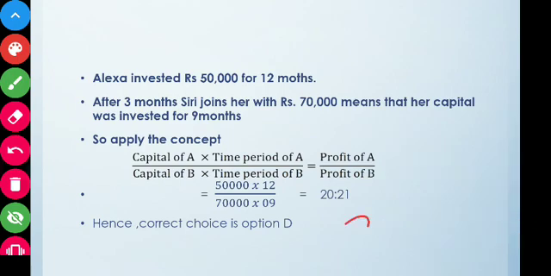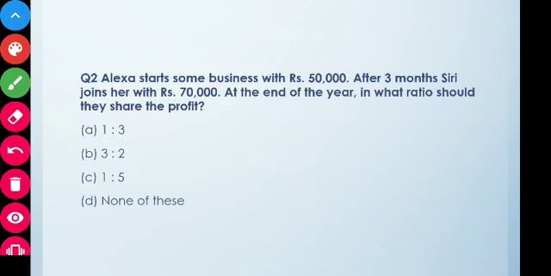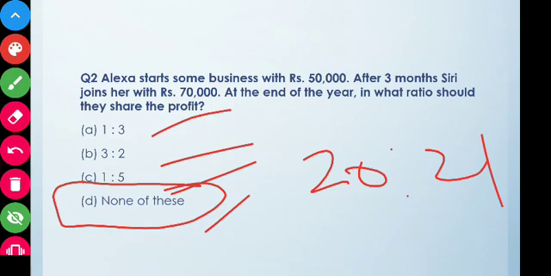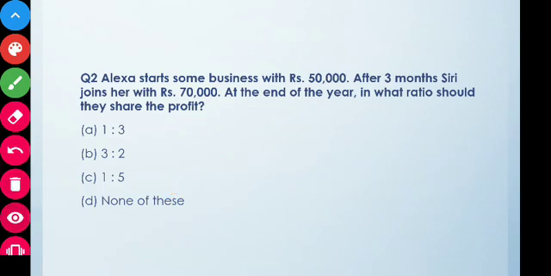So we are getting the ratio as 20:21. But you can see clearly that in this question, the options are 1:3, 3:2, 1:5 and none of these. So we are getting 20:21 as the ratio, but it is not one of the options here. So we can directly say that the option will be none of these. There is no need for any kind of confusion.